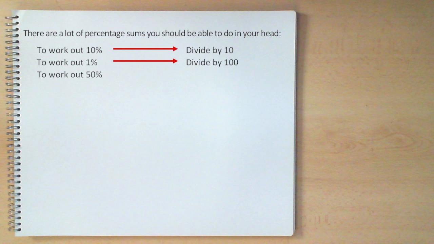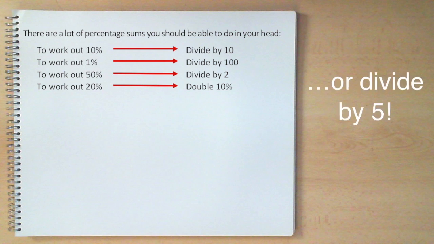To work out 50%, well, that's the same as dividing by 2. 50% is 50 over 100, which is a half. So remember that one, divide by 2. Here come the more difficult ones. But again, you should be able to do these. To work out 20%, well, just find out 10% and double it, because 20% is 2 lots of 10%. So work out 10% and double it. Or you could just divide by 5 as well.